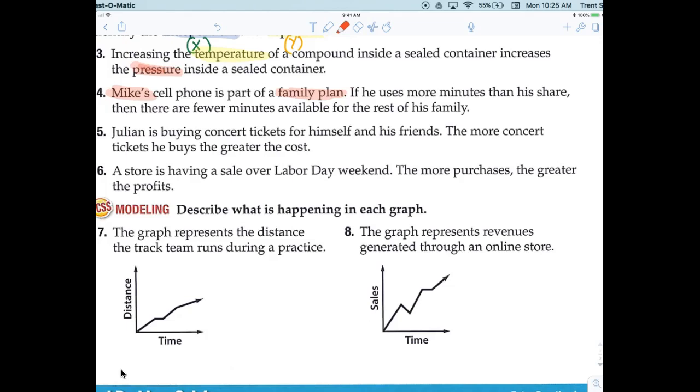What's the X? X is Mike. Because if Mike increases, what happens to his family? They decrease. Does everybody agree with that? So the family is dependent upon how much what? Mike used. Does that make sense, guys? And again, there'll probably be a multiple choice question on the test where you have to just answer that. All right, let's take a look at number 5.